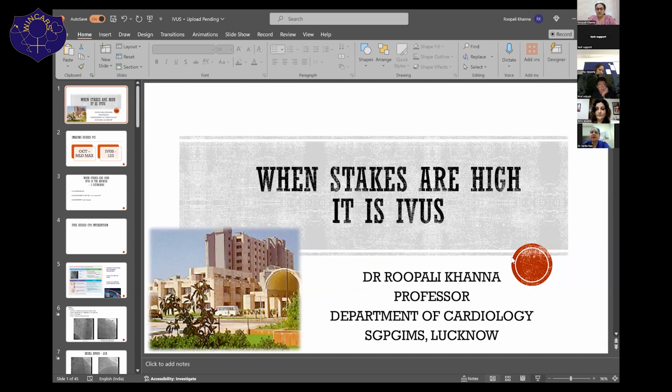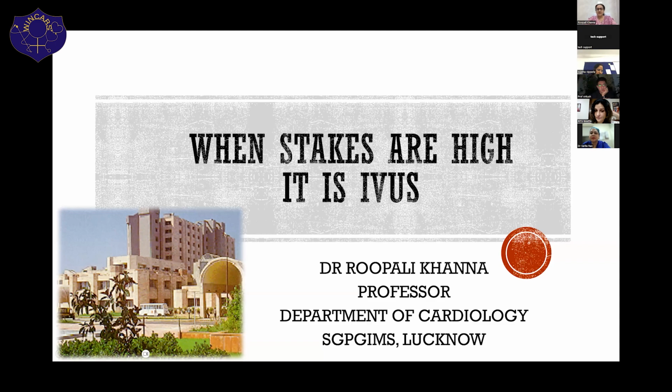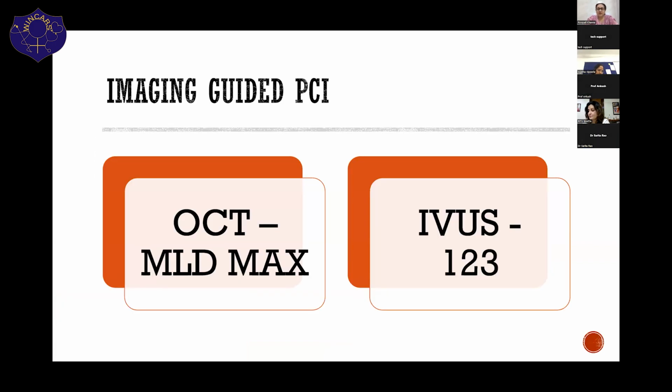So my talk won't be much about the study, but will be a few cases which we think show that when stakes are high, it is IVUS. This controversy, or debate, will always be whether OCT is better or IVUS is better. But we all know that in imaging guided PCI, OCT says go for MLD max and IVUS says go for 1, 2, 3. And there is ample data showing that these give scenarios in which you can have a good optimized stent optimization.